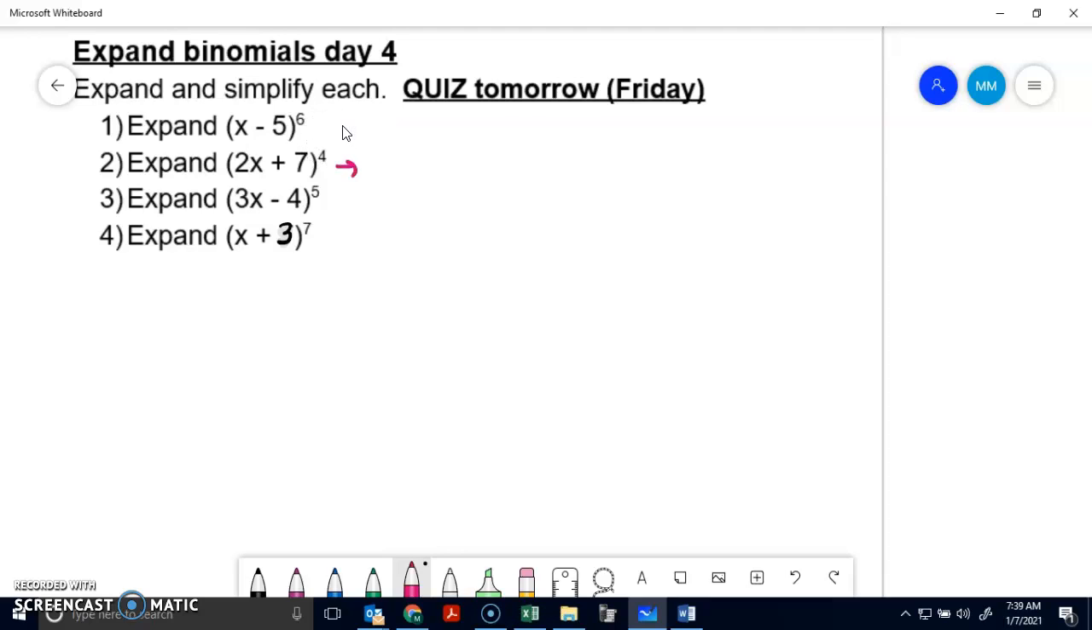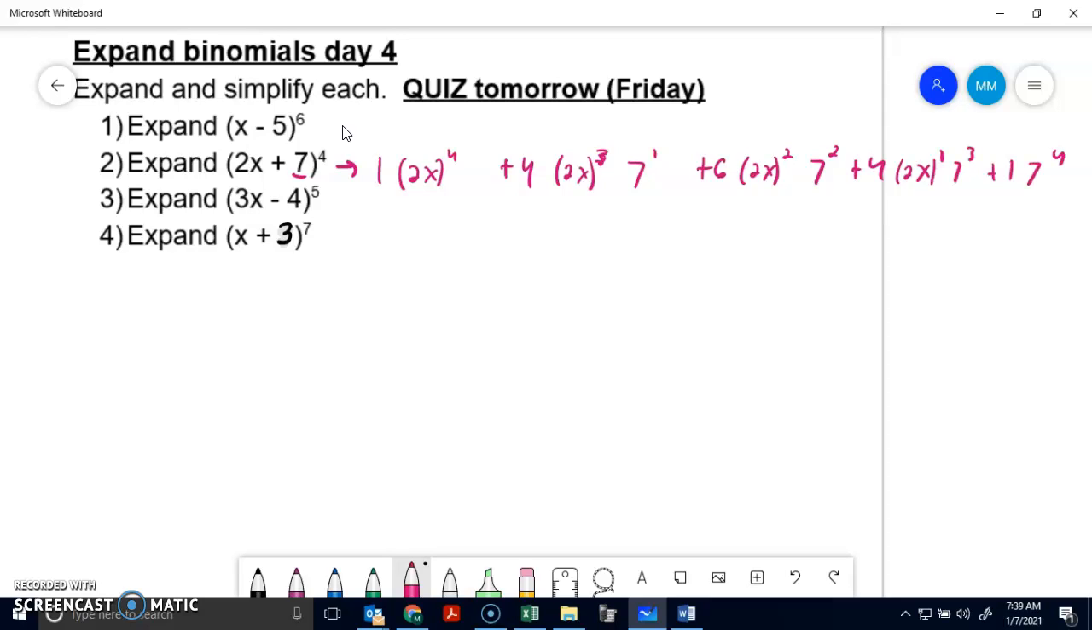So what I have here is to the 4th power. So here's my coefficients. And then I'm going to take 2x to the 4th, 2x to the 5th, 2x, not to the 5th, to the 3rd, 2x squared, 2x to the 1st. We're decreasing in exponents. And then I'm going to take 7, and there's nothing in the first term but 7 to the 1st, and 7 to the 2nd, 7 to the 3rd, and 7 to the 4th.